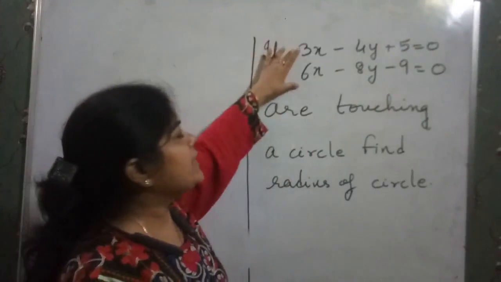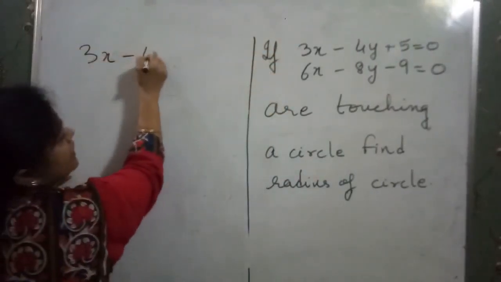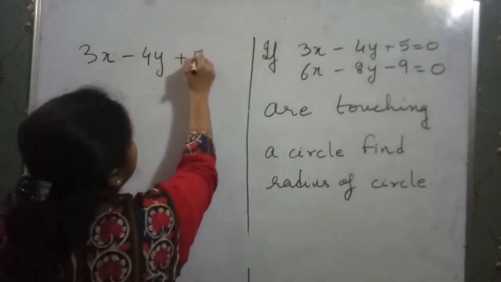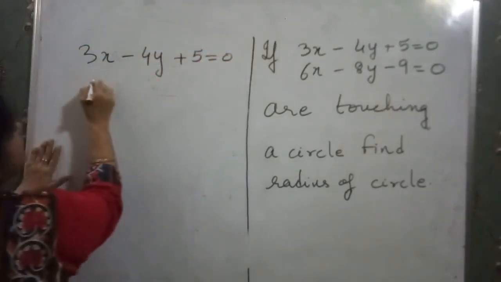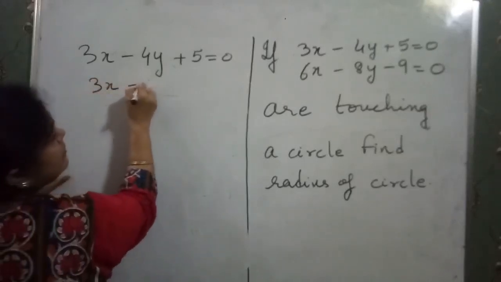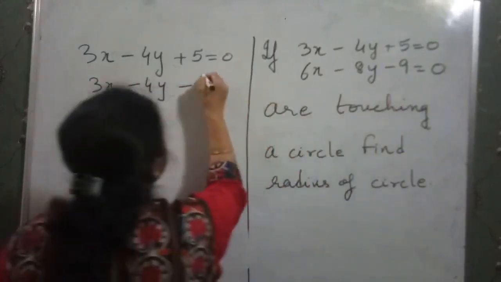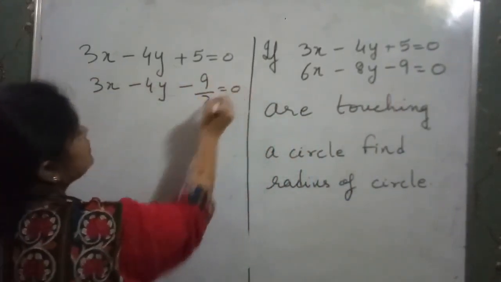Again, you just make the coefficients equal. So we can write it in this way. 3x minus 4y plus 5 is equal to 0. Here we have divided by 2. We have 3x minus 4y minus 9 by 2 is equal to 0.